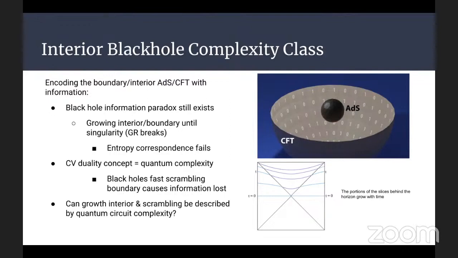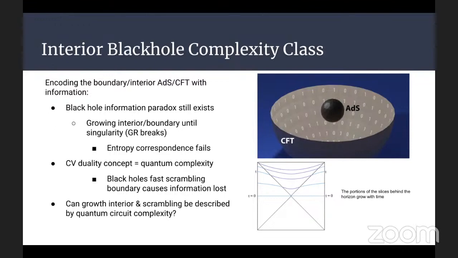There's also another problem, where black holes are kind of like a blender of some sort: any information that goes in is scrambled, and the information encoded in that CFT is also scrambled, which makes it information loss still.